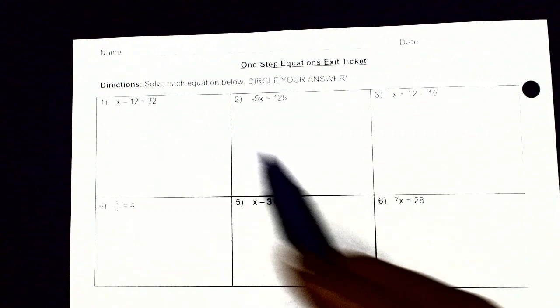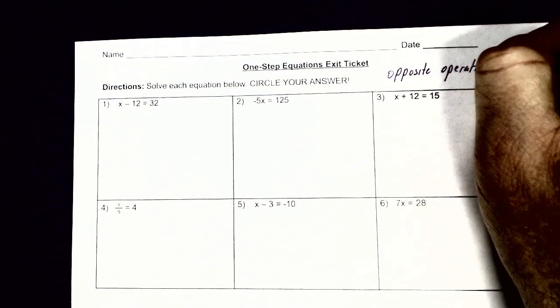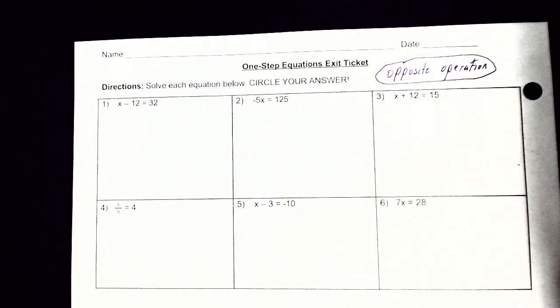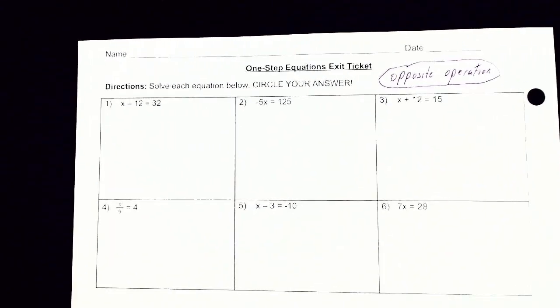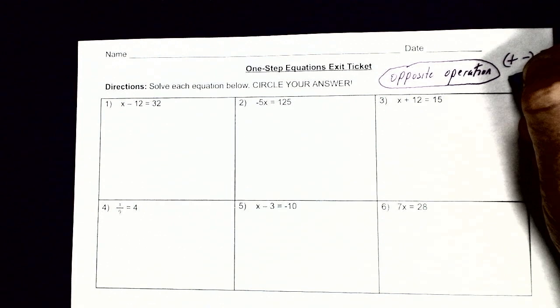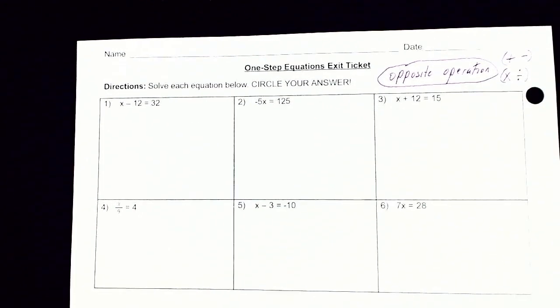And the key word or phrase is opposite operation. That needs to go at the top of your notes. Now, what does opposite operation mean? Well, the opposite of addition is subtraction. The opposite of subtraction is addition. I'm going to actually put those up there. The opposite of multiplication is division. So that'll give you some notes to go by up there.